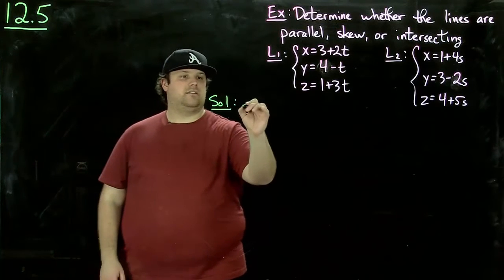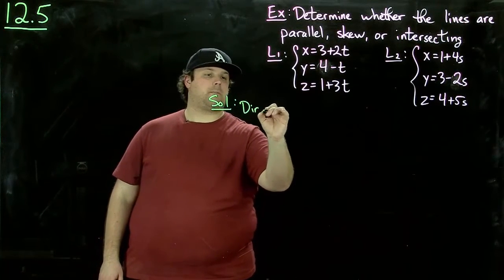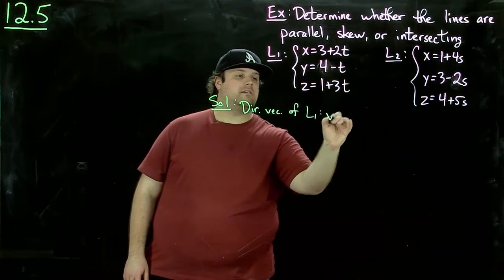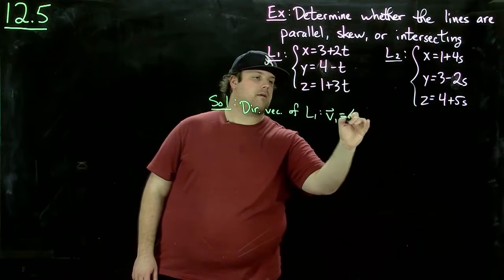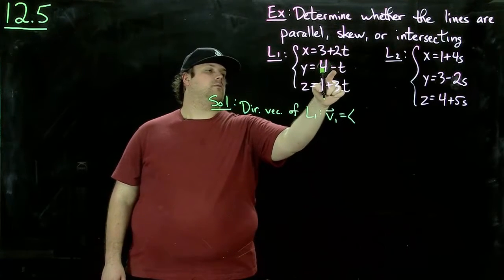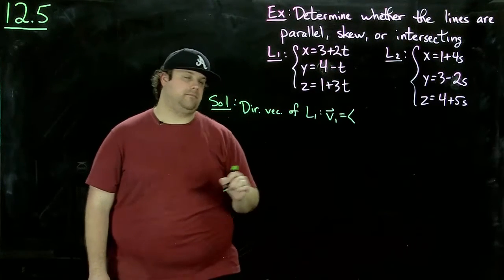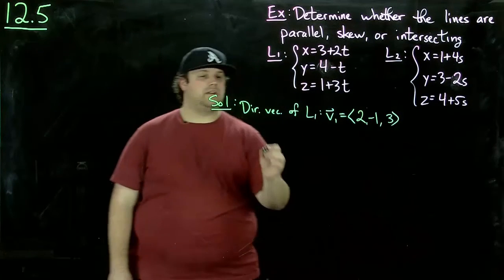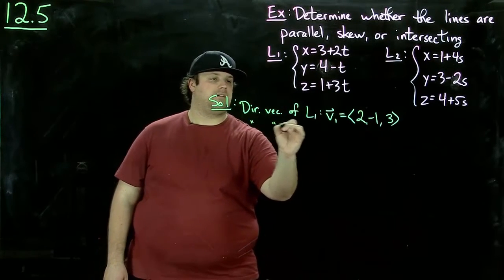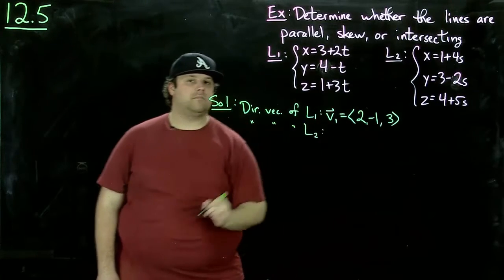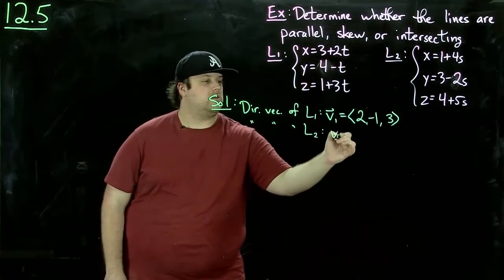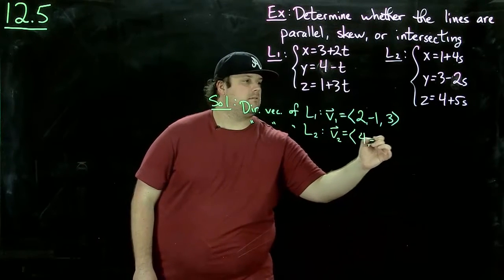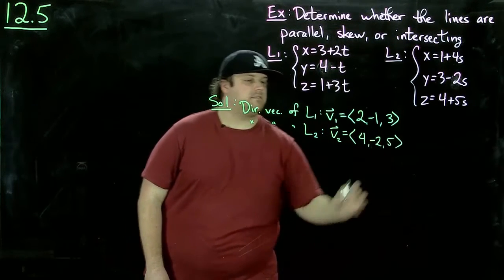So let's say the direction vector of line 1, let's call it v1. Well, that would be 2, -1, and 3. We can also have the same thing for L2. This vector we'll call v2, and this is going to be 4, -2, 5.